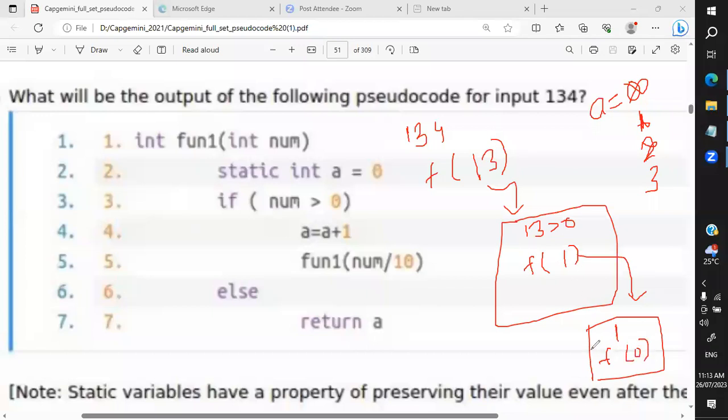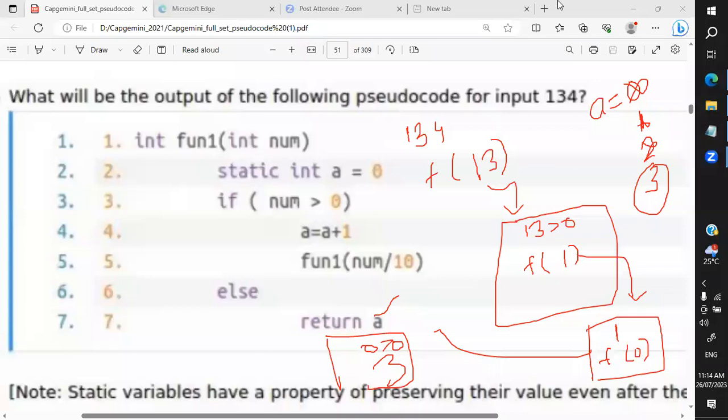Now we are again calling the function with 0. When we call the function with 0, what will happen? It will check 0 greater than 0. Is it true? No. As it is false, it will come to the else part. In the else part, what is there? Return A. What is A value? 3. Got it? So it returns 3. So if you observe, it is simply counting the number of digits with recursion.